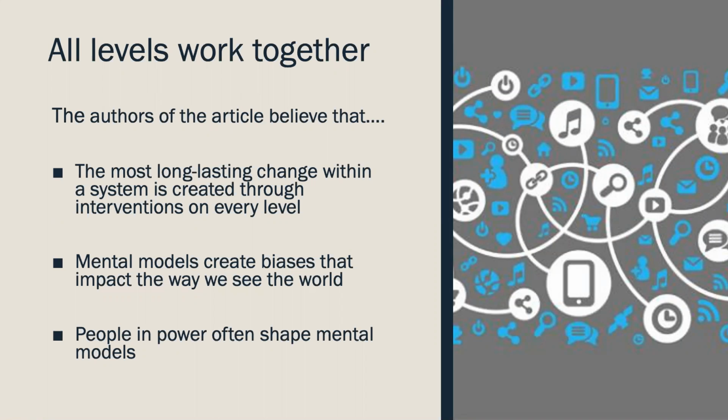For example, mental models create biases that become the lens we view people, ideas, and events through. The people in power often shape mental models. So in some cases, changing mental models may be accomplished by changing power structures.